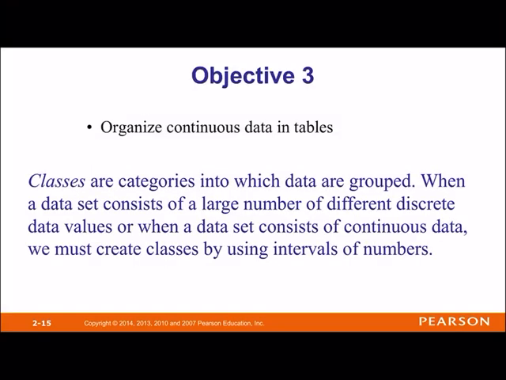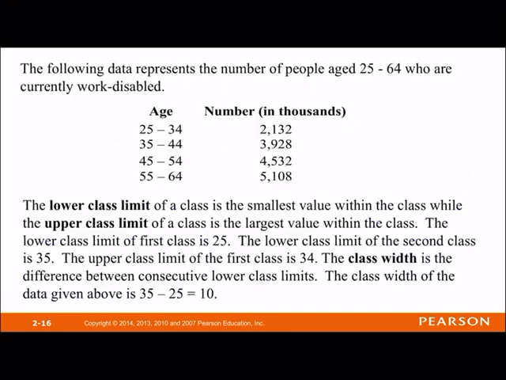Okay, objective 3, we're going to organize continuous data in tables. Continuous data can be data that you have now, stuff that's in between. So instead of 0, 1, and 2, you can have 0, 0.1, 0.2, 0.23, things of that nature. Classes are categories into which data are grouped. When a data set consists of a large number of different discrete data values, or when a data set consists of continuous data, you're going to create something called classes. And what you're going to do for that is you're going to use intervals of numbers to represent your data.